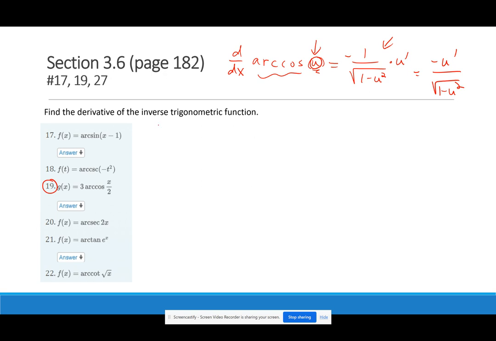All right, so on this one, we have a constant out in front. It's not a product rule situation because it's just a 3, not a 3x or anything.